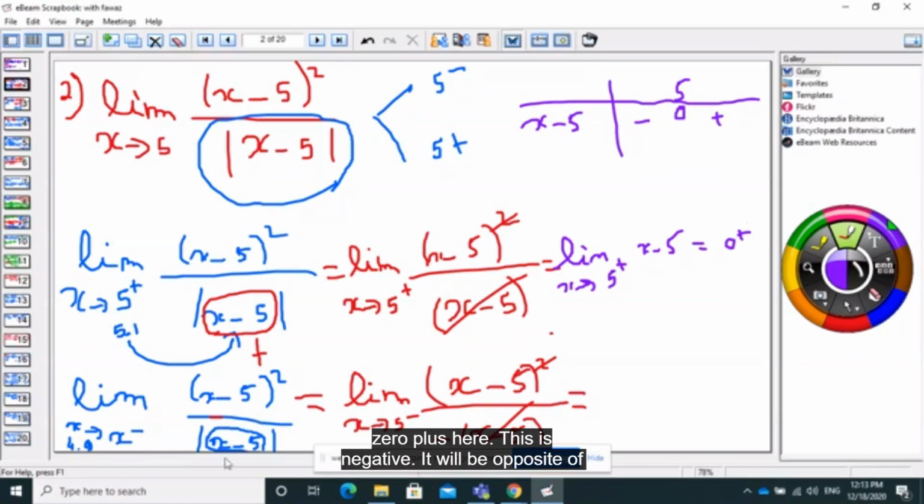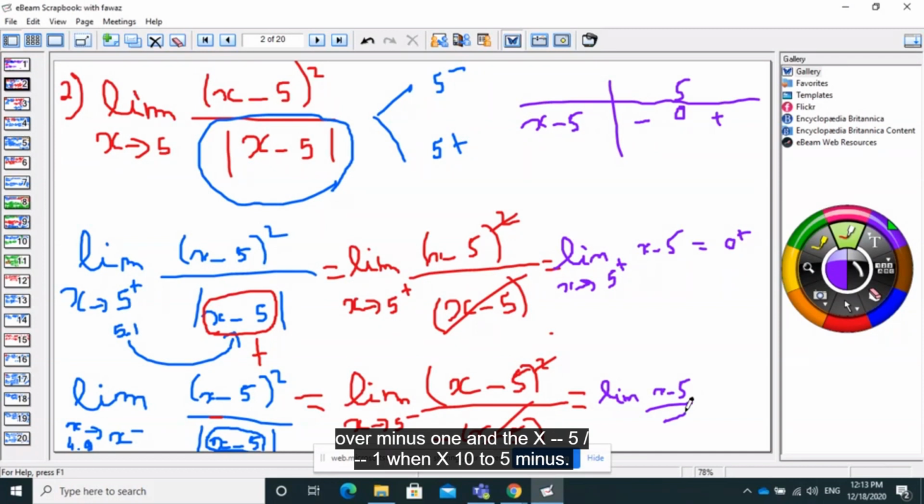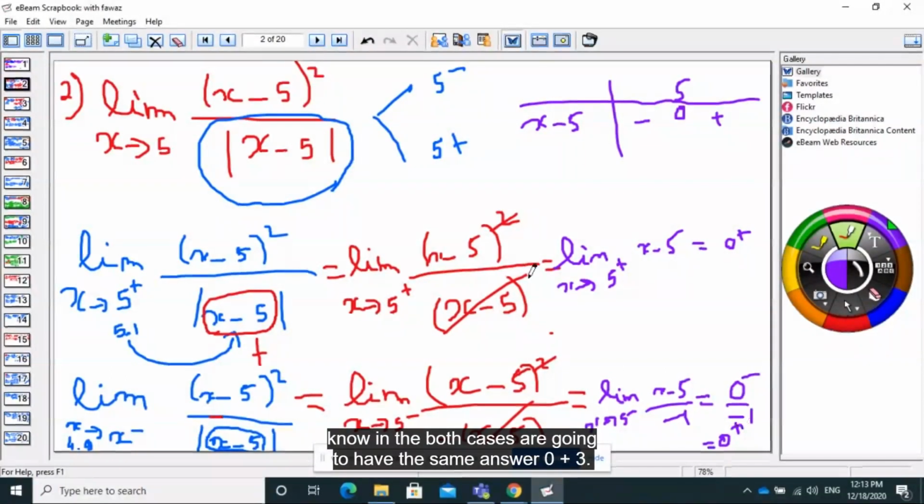Here this is negative, so it will be the opposite of the inside. When I simplify I will have limit of x minus 5 over minus 1 when x tends to 5 minus. 5 minus means 4 point something, minus 5 gives 0 minus, but 0 minus over minus 1, minus over minus is plus, and it becomes 0 plus. You know, in both cases, I'm going to have the same answer, 0 plus.